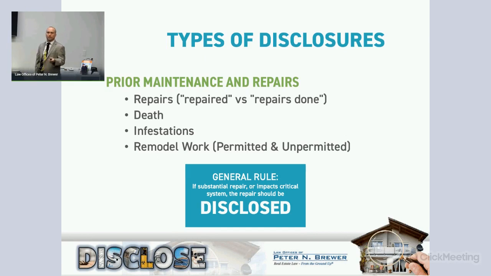Infestations, same thing. This goes back to what we were talking about before. If you've had pest problems in the past, just disclose them, put it out there, put out what you've done, let the buyer evaluate it for themselves. Remodeling work, this is another big area of inquiry. Again, just make sure that if there has been remodeling, your seller understands that they need to disclose what they've done, whether it was subject to permits or without permits, and then they put it out there.